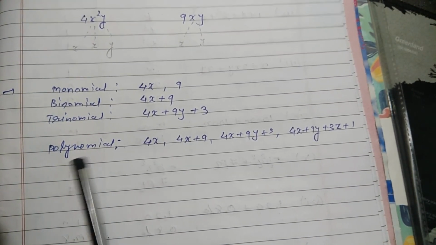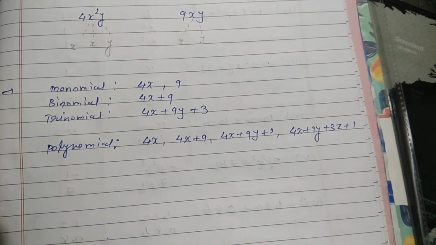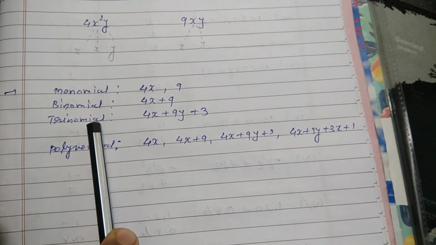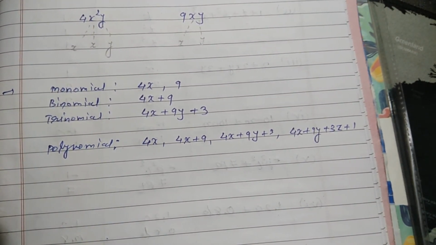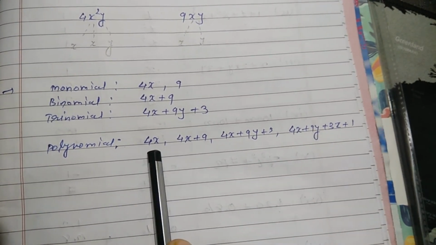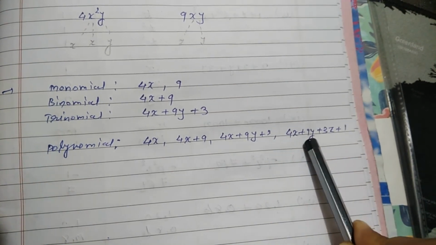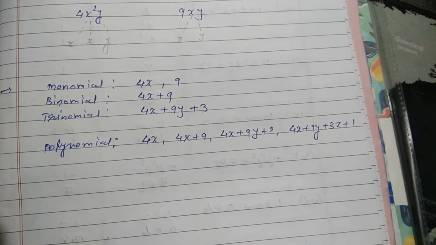Now polynomial. What is a polynomial? An expression having one or more than one term is called a polynomial. So monomial, binomial and trinomial are also polynomials. Expressions having more than 3 terms are also called polynomials. This 4x plus 9, 4x plus 9y plus 3, 4x plus 9y plus 3z plus 1, these are examples of polynomials.